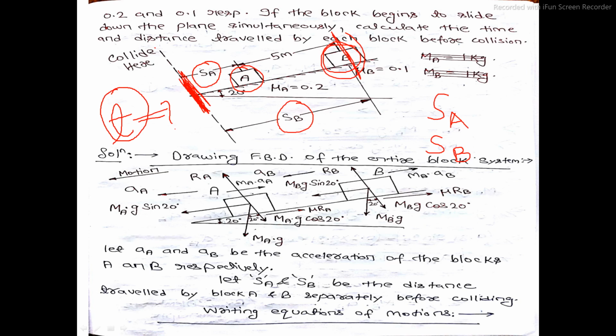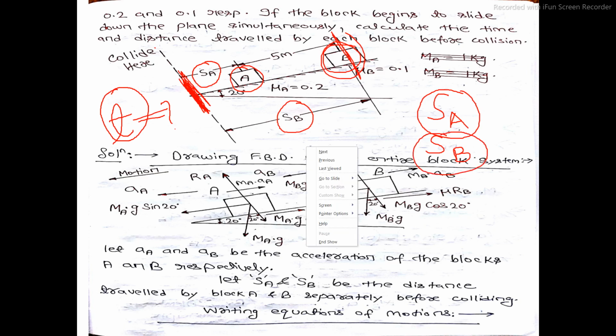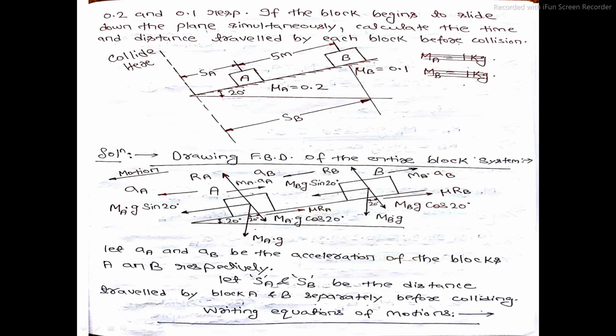Suppose SA is what? SA is the distance traveled by block A before colliding. And what is SB? SB is the distance traveled by block B before colliding. And from the diagram it is clear that from the initial position of block A to the final colliding position, the distance traveled by block A is SA.